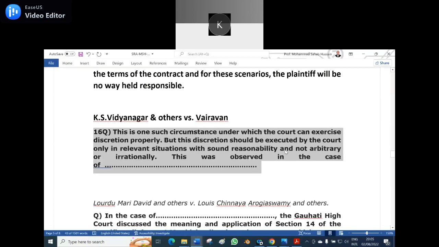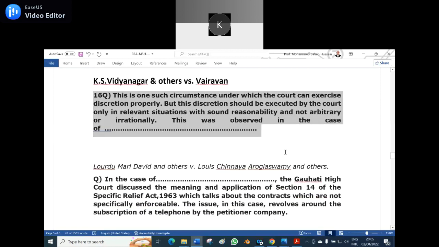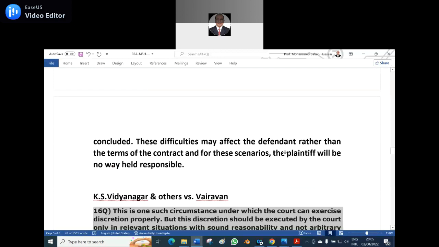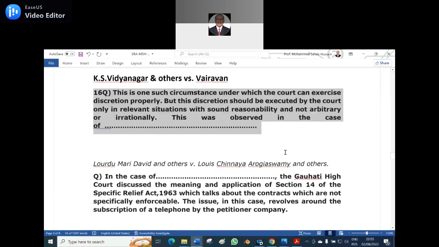Okay. This is the case. Ruth Mary David and others. Louis Chinnaya versus Arogya Swami and others. That is the case law. Louis. 16th question is related. So these are all the Chinnaya. Okay. 16th is over. Now, let us go to the 17th question.